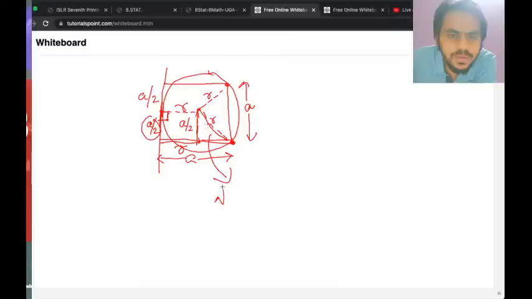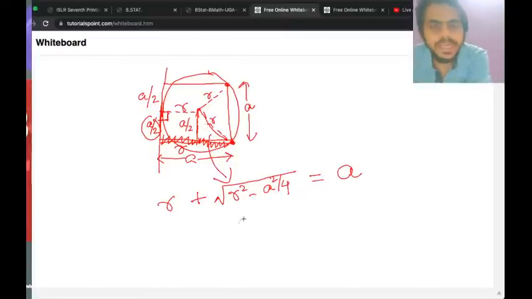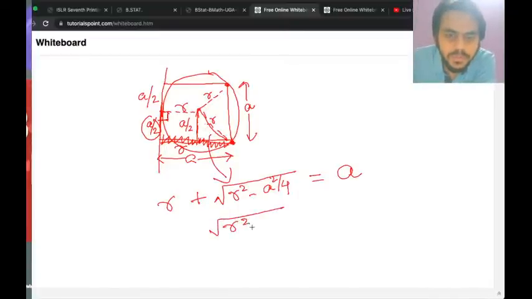This is nothing but square root of r square minus a square by 4. Okay. Now I have found out this length, and this length we know is r. So if I add r to this, I must get a, and I need to find a. I know r. So what we can do is root of r square minus a square by 4 is equal to a minus r.